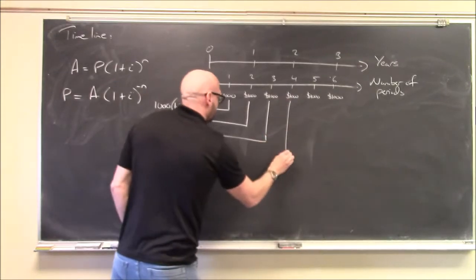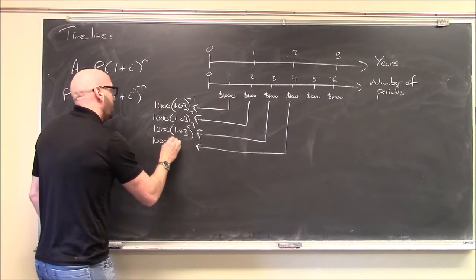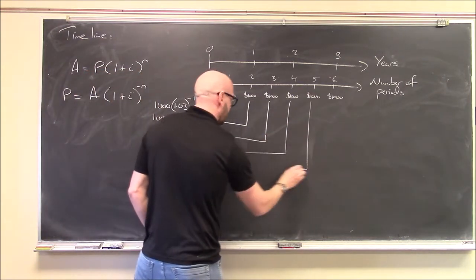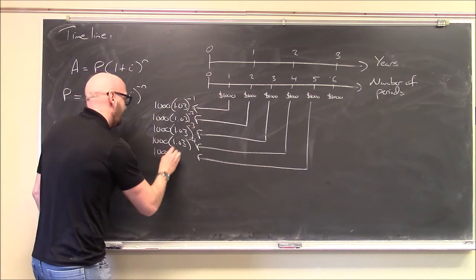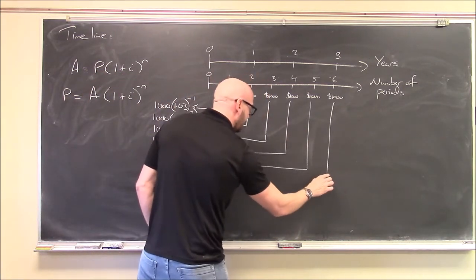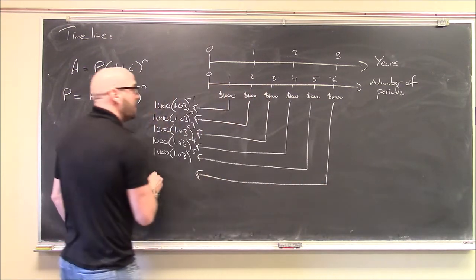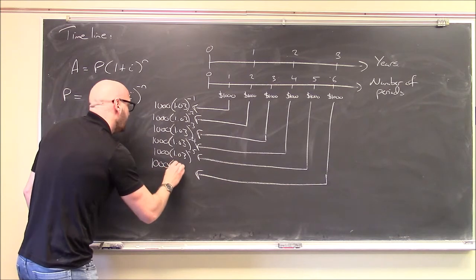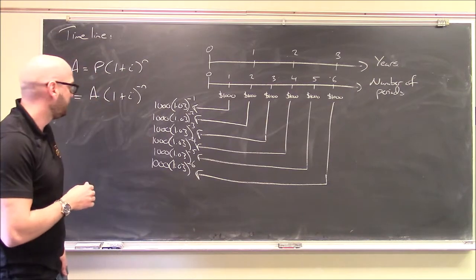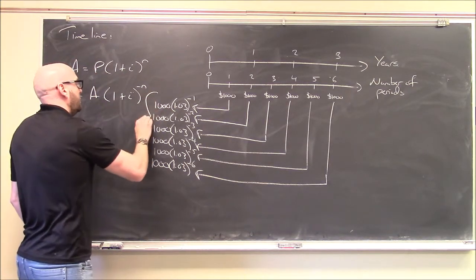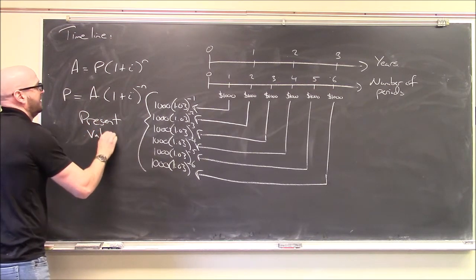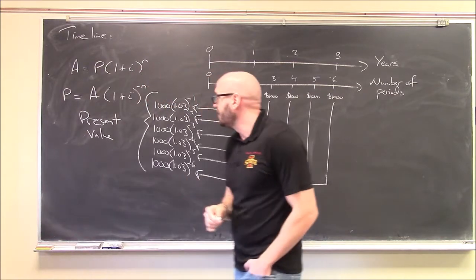Present value of the fourth, 1,000 times 1.03 to the minus 4. 1,000 times 1.03 to the minus 5. And last but not least, the final $1,000. This one has been compounded 6 times, so the present value is 1,000 times 1.03 to the minus 6. So all of this is the present value of these future amounts of $1,000.